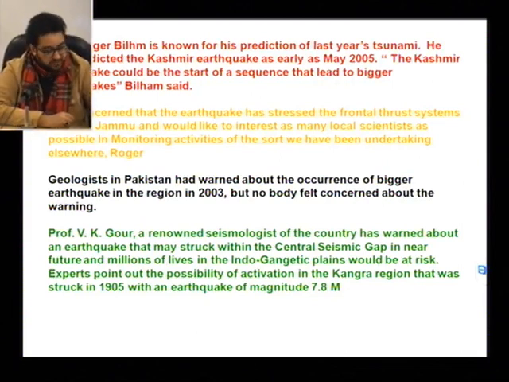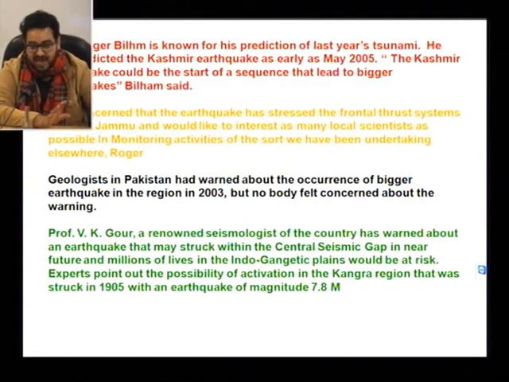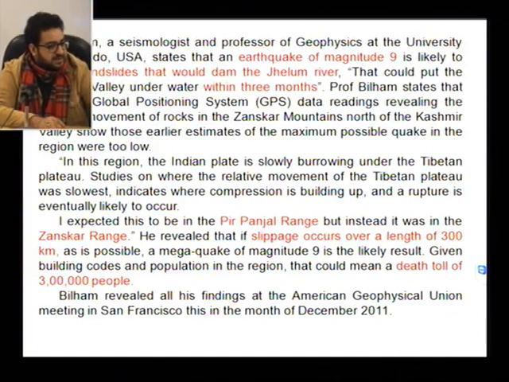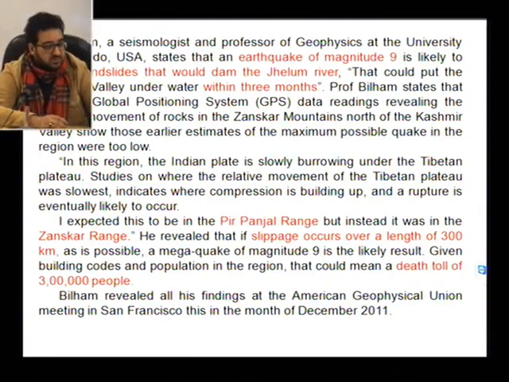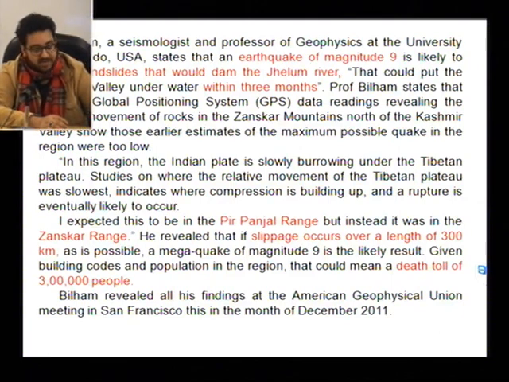So let's move on. We know that there is a central gap which has not activated in the recent past. So there is a strong possibility that it will be activated in the future. We expect an earthquake of more than 7 magnitude because of the huge central seismic gap. Mr. Bilham, a seismologist who works at the University of Colorado, USA, says that an earthquake of magnitude 9 is likely to trigger landslides that would dam the Jhelum River. They could change the course of rivers, and slippage can happen over 300 kilometers, the earth will move. This is really terrifying, frightening data from him.